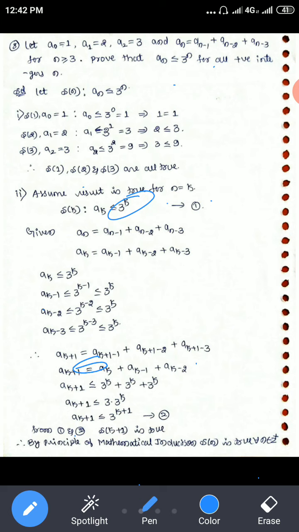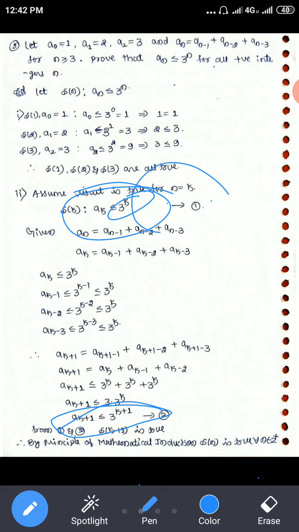After replacing this, less than or equal to, I am writing 3^k, 3^k, 3^k. How many 3^k are there? There are three 3^k. So less than or equal to 3 times 3^k. The bases are the same, so I can add the powers: 3^1 times 3^k is 3^(k+1). So as ak is less than or equal to 3^k, similarly a(k+1) is less than or equal to 3^(k+1).